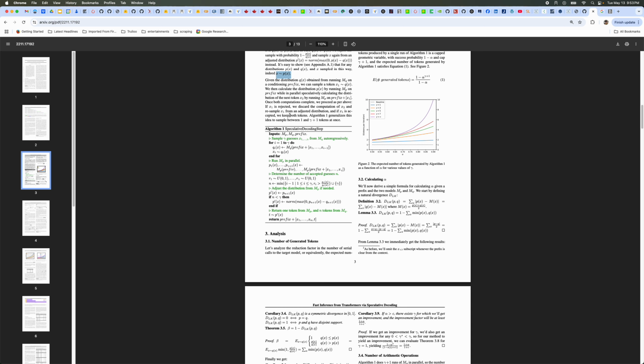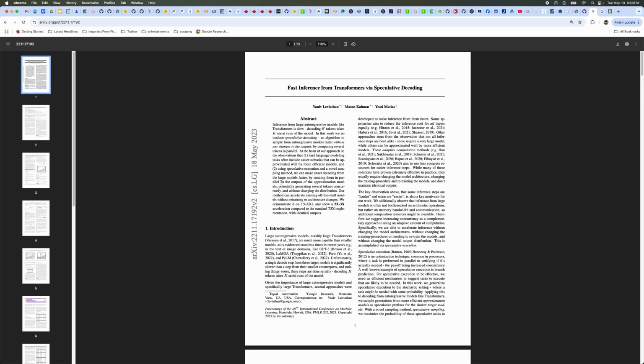However, by using this technique, because we do the autoregressive part on the draft model, which is let's say 3-4 times smaller, we can speed up the token generation by a factor of 2 to 3x. Okay, so this is the paper. Now let's go to the implementation.